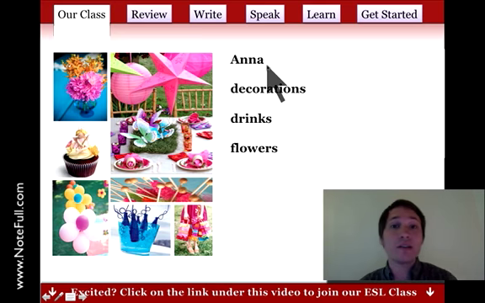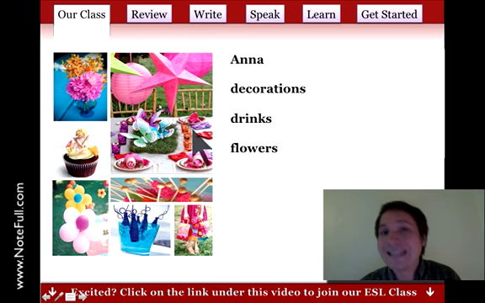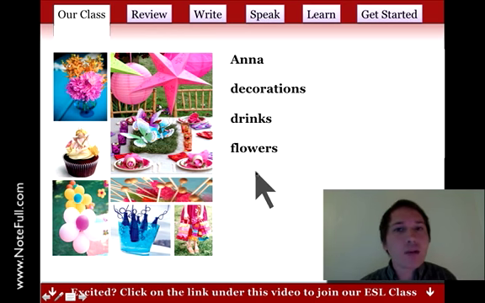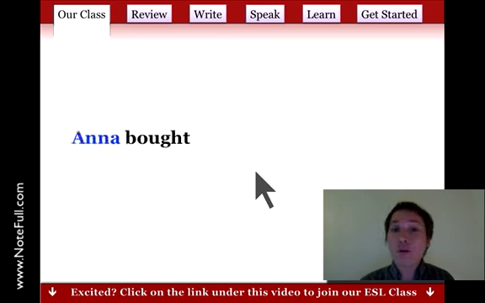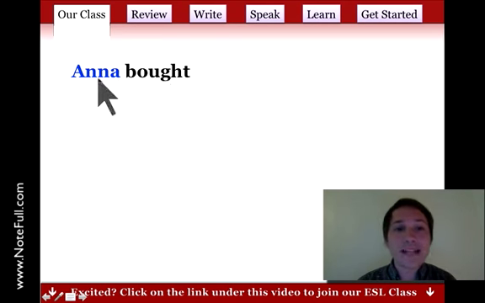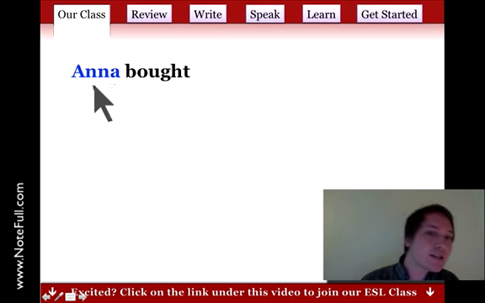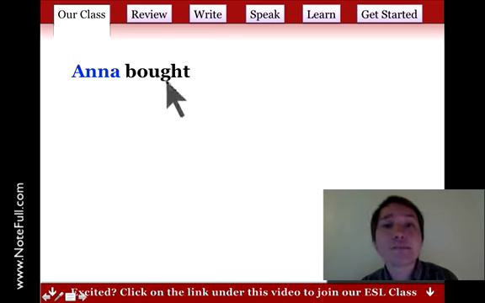So Anna is a singular noun, one person. Decorations is a plural noun, many decorations. We're going to talk about that more in lesson 4, but today I want to talk about how to use nouns. How can we use them? Of course, we can use a noun with a verb. And we use a noun with a verb to show the action that the noun did. And in this case, Anna did an action, Anna bought.